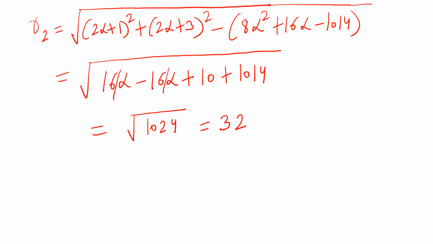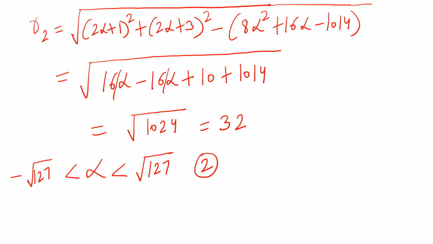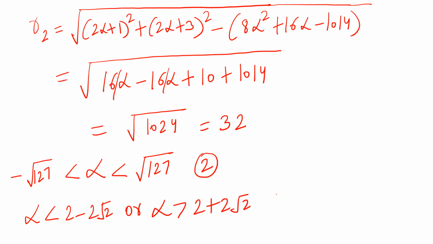That means the radius of the circle C2 is also independent of α. So I can finally say that the range of α for the second condition is α greater than −√127 and less than √127. I am calling this the second inequation. The first was α less than 2 − 2√2 or greater than 2 + 2√2. This is the first inequation.